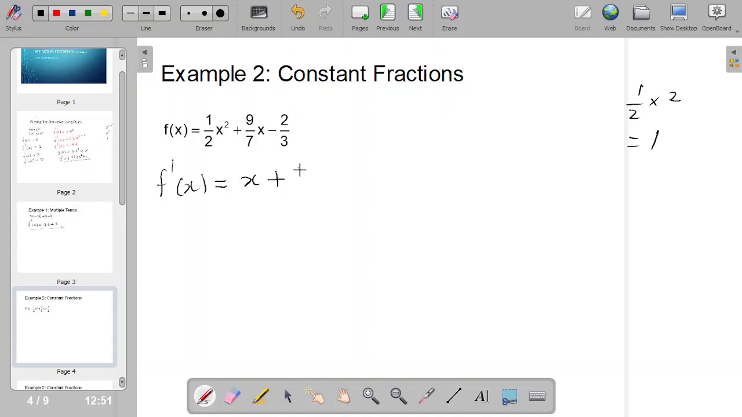So this will be 9 over 7. And then the derivative of a constant is 0. If it is 0, there's no need to write the 0. We just leave it like that, and this will be our derivative.